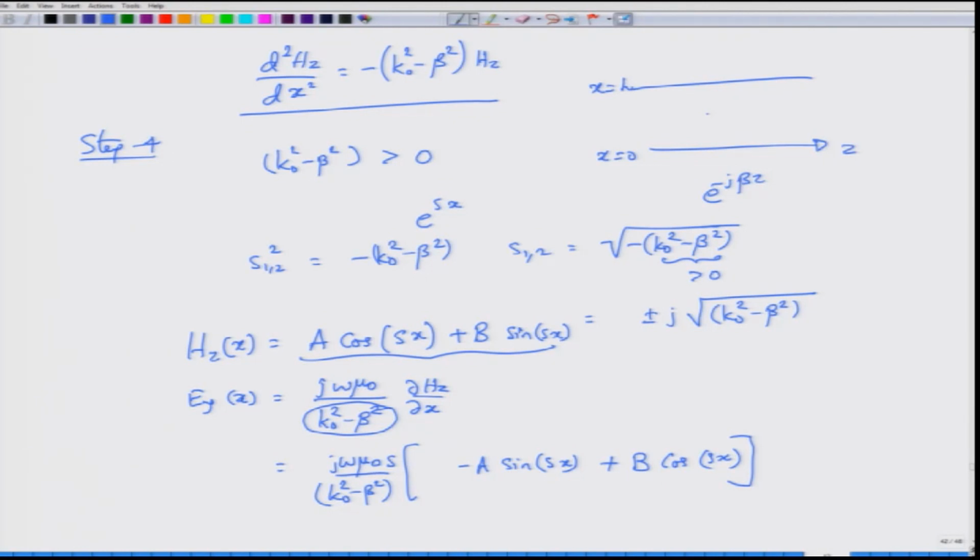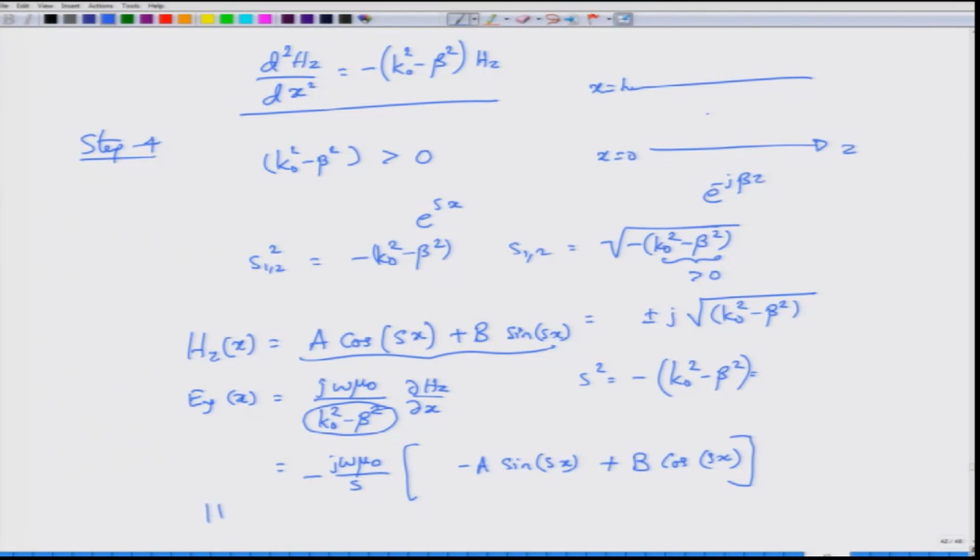And what is this k0 square minus beta square? Squaring on both sides gives s square equals minus (k0 square minus beta square). So, instead of writing k0 square minus beta square in the denominator, I can replace it by minus s square. One s is in the numerator, one s is in the denominator, so I can remove that s from the numerator, and in the denominator I will have a minus s here. So, this is the expression that I have. Now, I have obtained Ey.